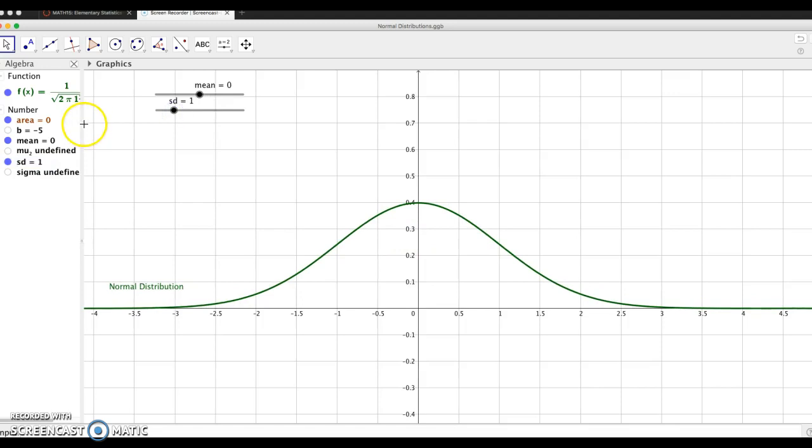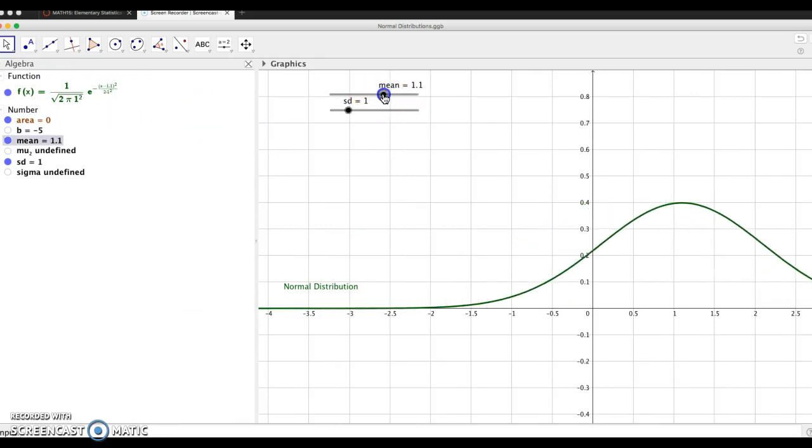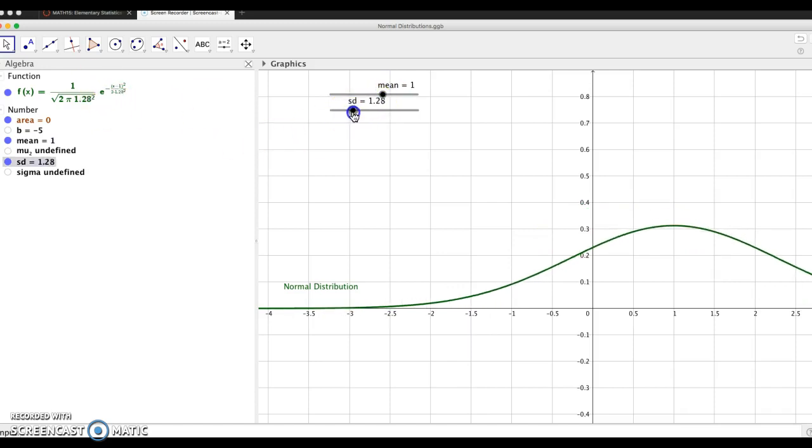And just to note what the normal density function looks like, it's this right here. If I make the mean 1, and the standard deviation, say I make that 2.